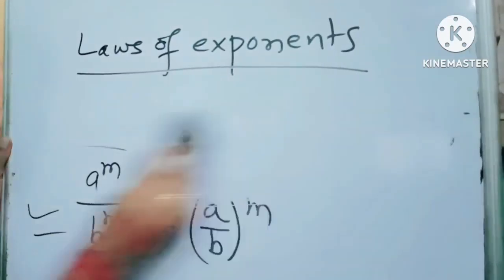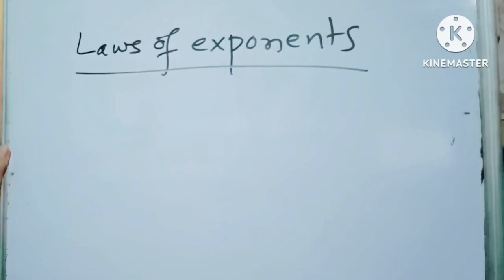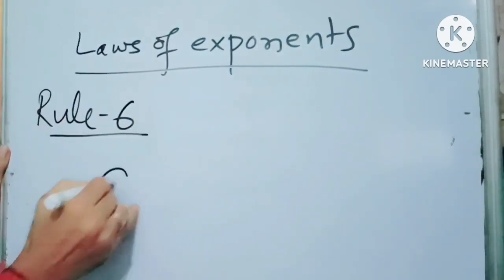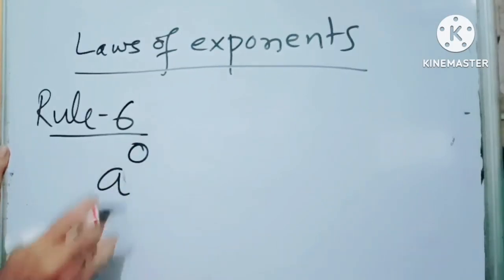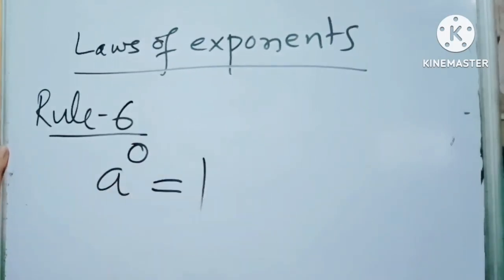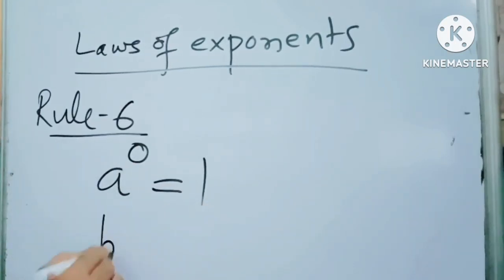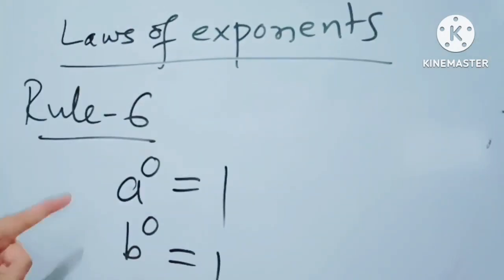Now rule 6. Here a to the power 0 equals 1. Same, b to the power 0 equals 1. Power of 0: if the power is 0, that means the answer will be 1.